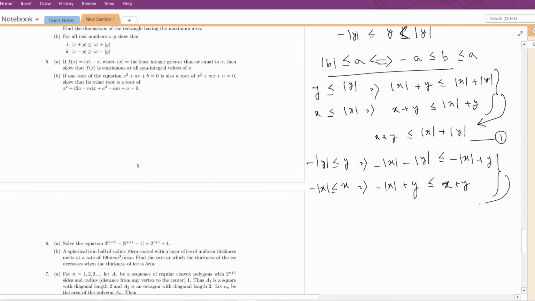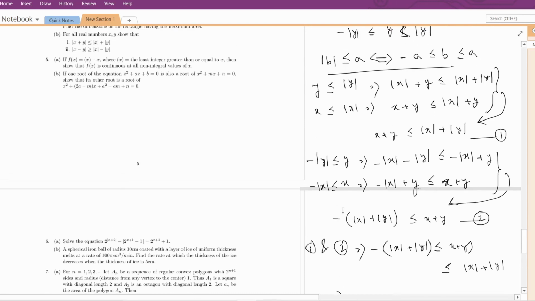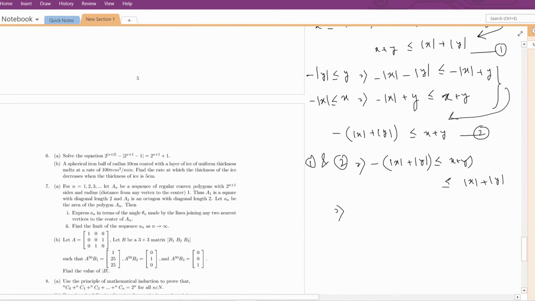So from these two we are getting minus of mod x plus mod y is less than or equal to x plus y. This is 2. So from 1 and 2 we are getting that minus mod x plus mod y is less than or equal to x plus y less than or equal to mod x plus mod y. So from this, and according to the theorem which I told you before, we are getting that mod of x plus y is less than or equal to mod x plus mod y.